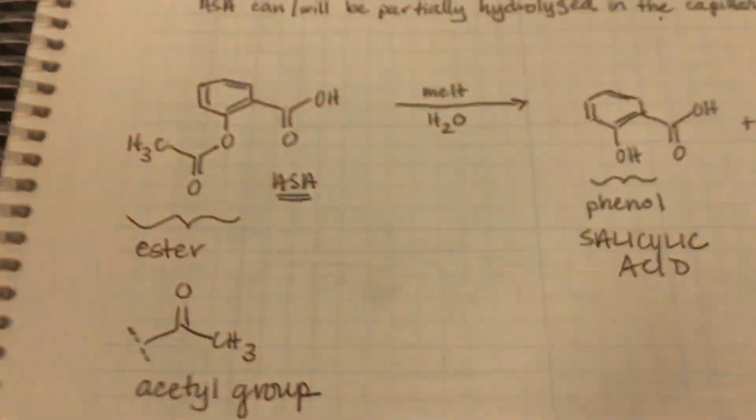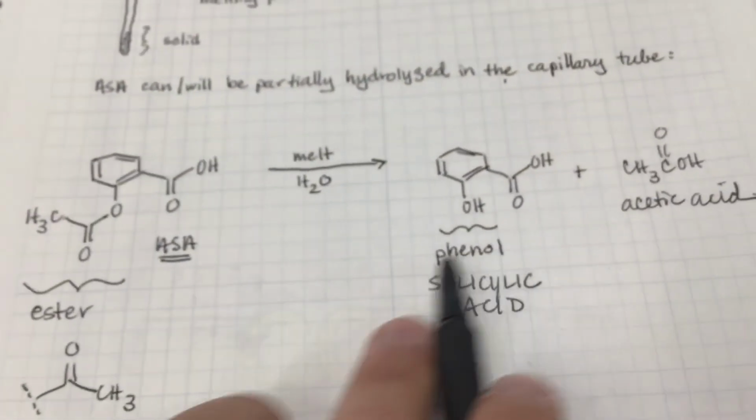And also, if this hydrolysis does occur inside this melting point apparatus, it will change the melting point, because salicylic acid has a higher melting point of, I believe, 158 degrees Celsius. So if that did happen, it may skew that melting point.